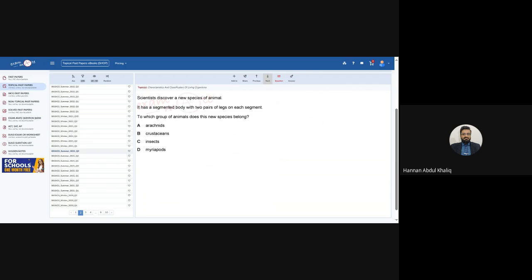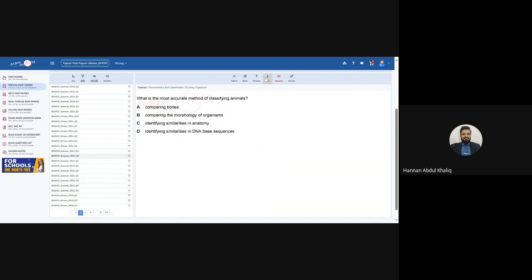All right. So discover a new species of animal. To which group of animal does this new species belong? Now remember, segmented body with two pairs of legs on each segment. Remember that having two pairs of legs in each segment is only possible in myriapods. Segmented body is found in all of them. They all have segments, but in myriapods, every segment contains not one but two pairs of legs. So I told you this answer myself because we did not discuss this particular feature.